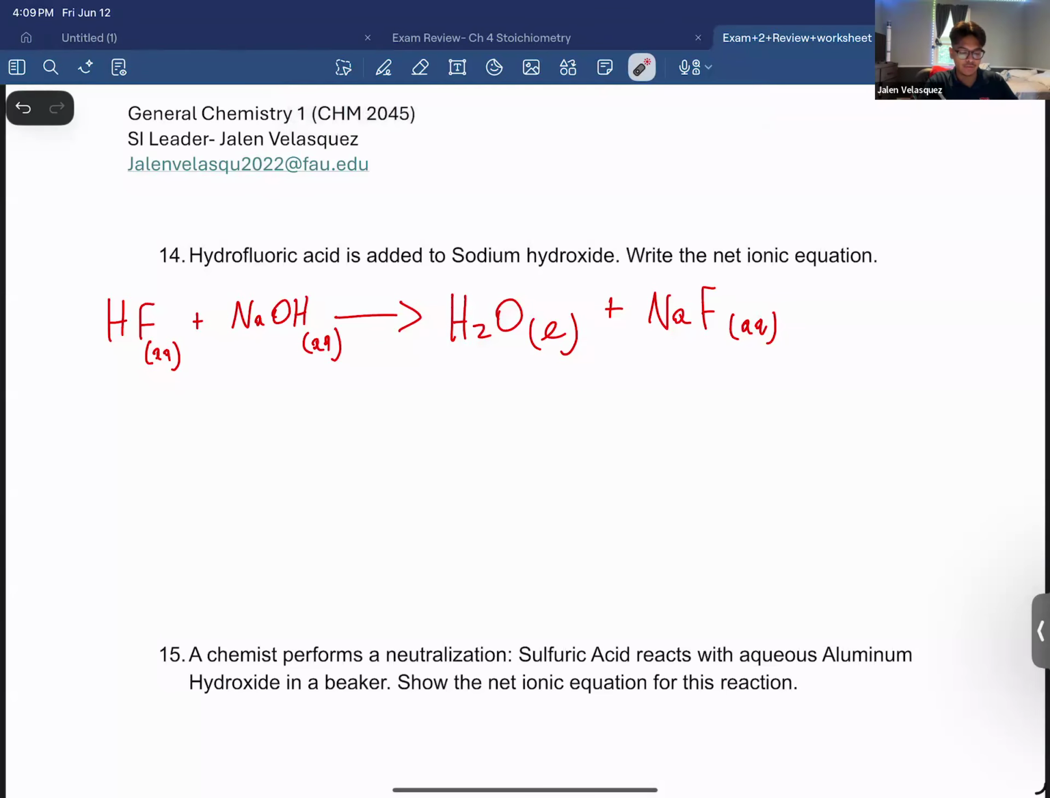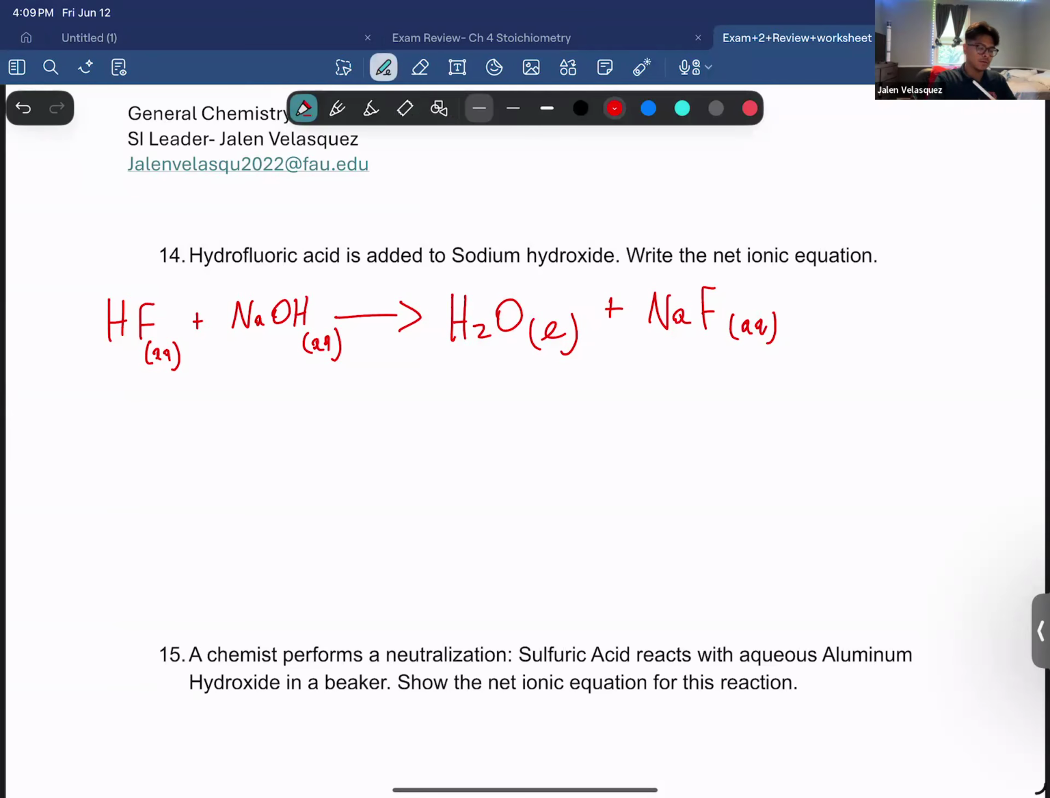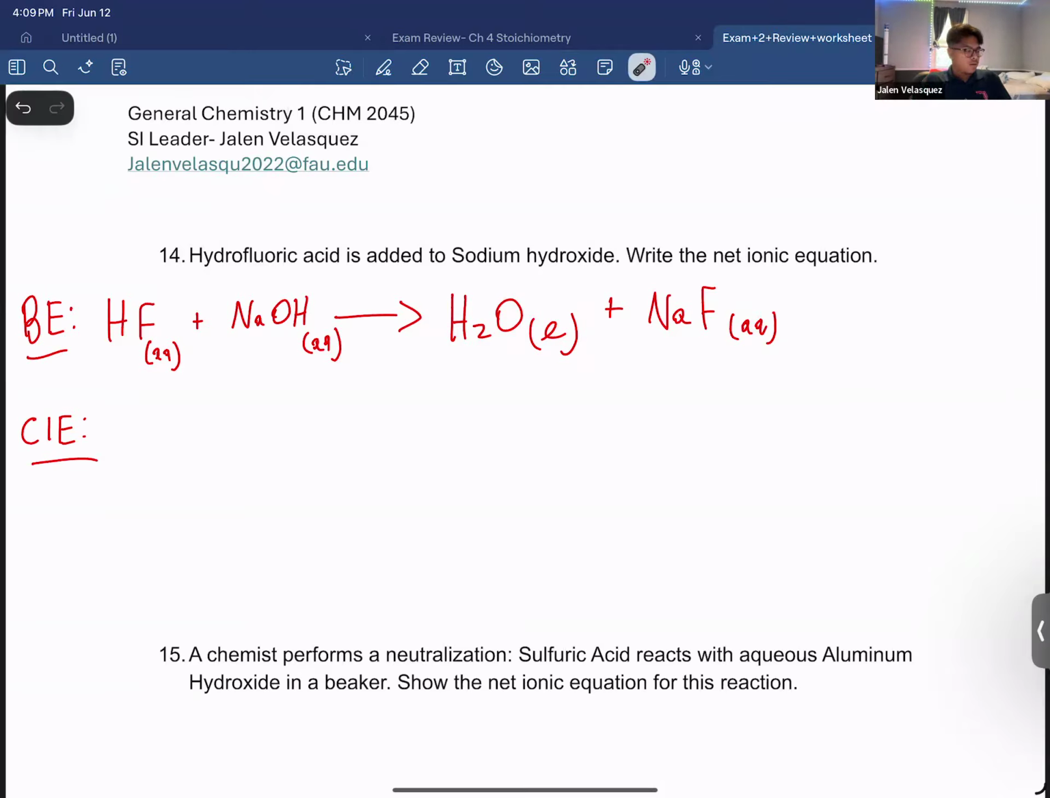So next you check if it's balanced, right? It already works out that it's balanced, so that's good. So here's step one of our balanced equation. Now we have to write the complete ionic equation. Here is where it's really important that you're able to identify what acids and bases are strong and which are weak, right? Because that's going to dictate how you write the complete ionic equation.